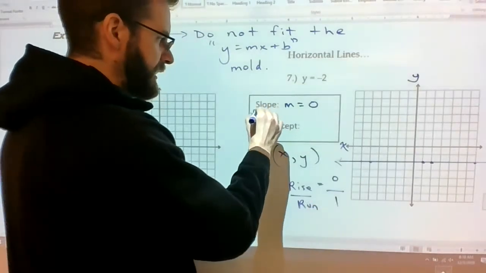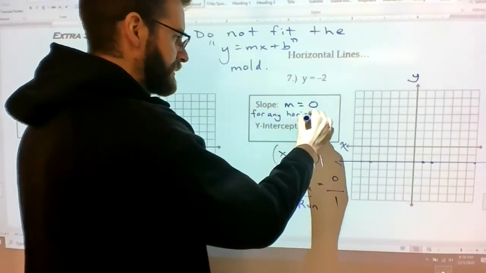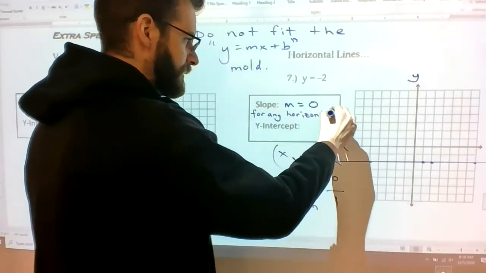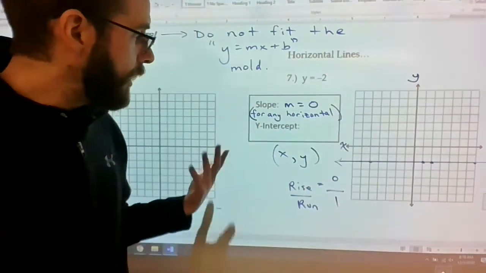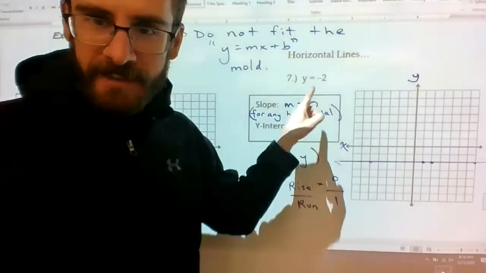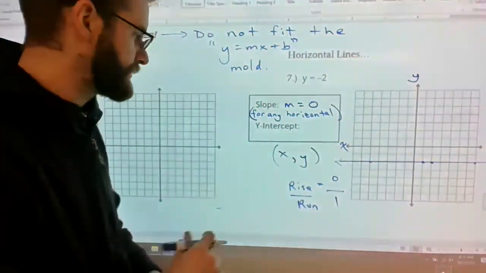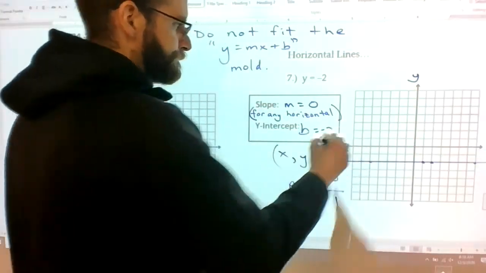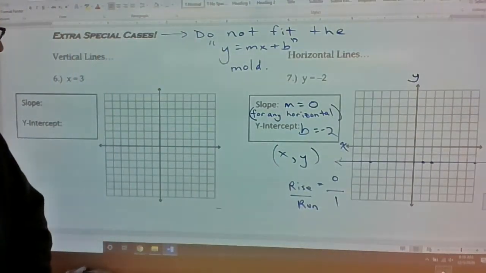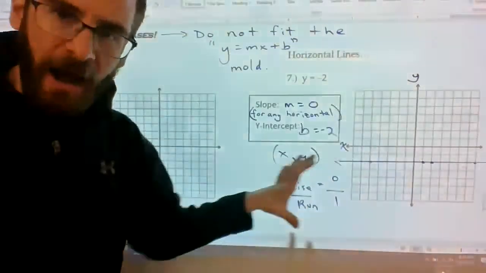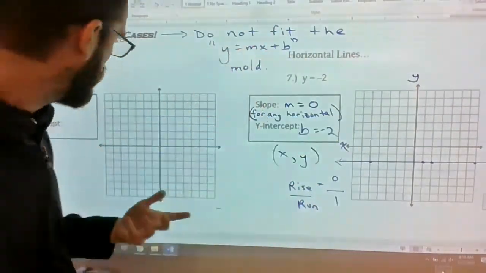You might want to put that in here. For any horizontal line. Y-intercept, that's easy enough. It's the actual spot where y equals, because that's the place where it's going to cross the y-axis. So b equals -2. Awesome, awesome. All right, so those are how horizontal lines work. They don't really fit this mold at all.